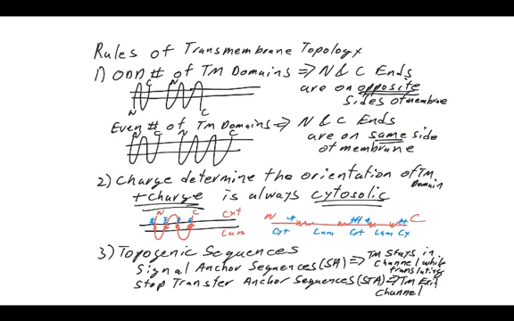So those are both really important topogenic sequences. Again, I'm not going to go into it, but it's important for you to understand that there are these signals that tell it how to loop in and out, and they're all being read by the channel.